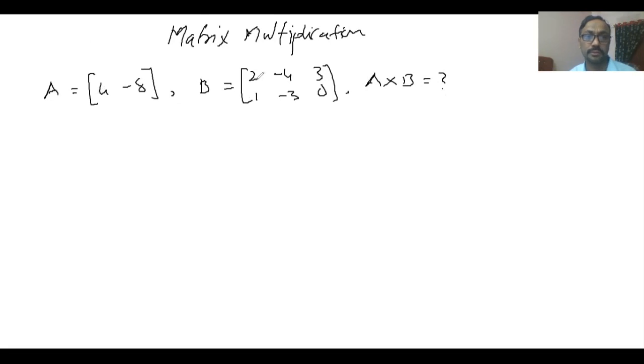For matrices to be multiplied, it's important that the number of columns of the first matrix should be equal to the number of rows of the second matrix. The order of this one is 1 by 2, and the order of this one is 2 by 3. If these two are equal, then multiplication is possible. So yes, they can be multiplied. Let's find out.